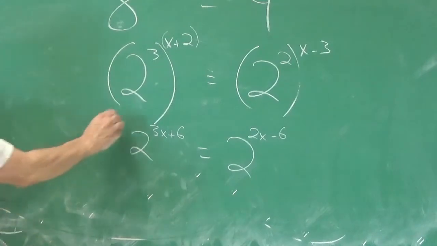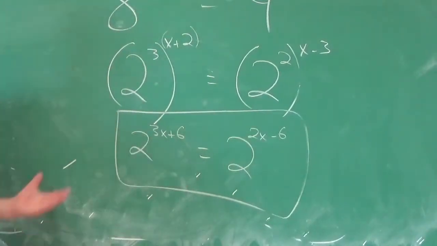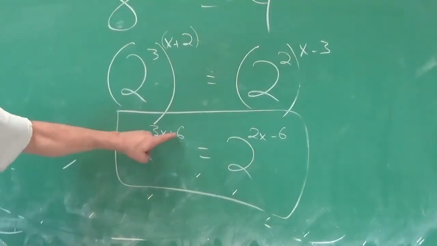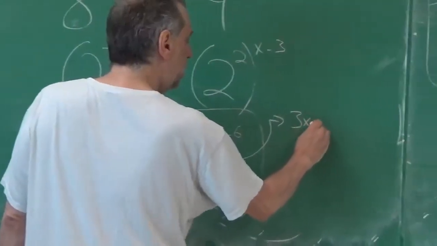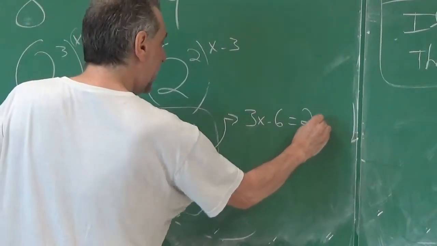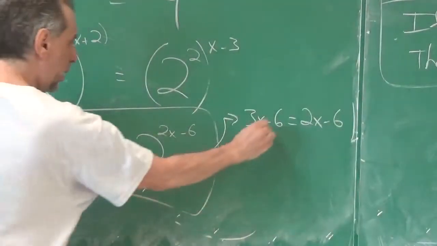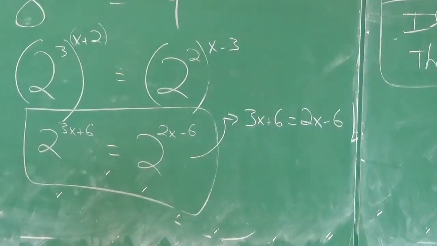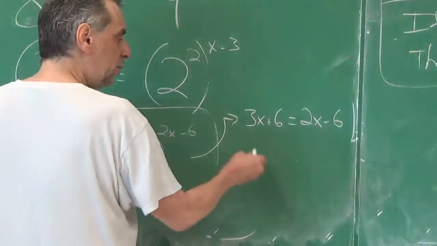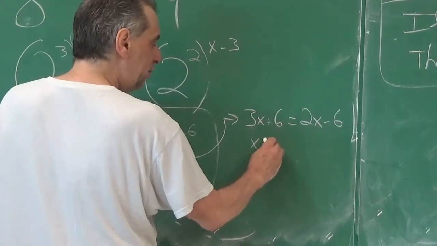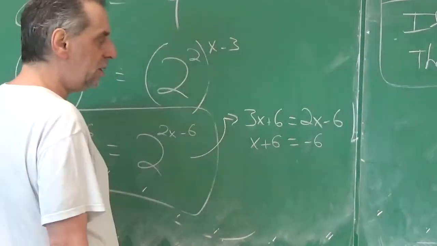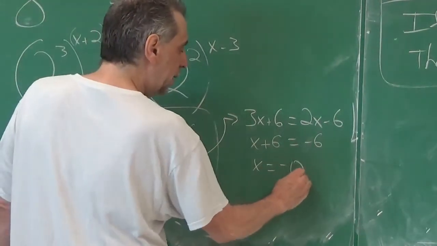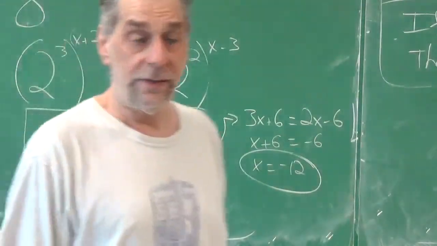Okay, so now if this statement is true, this statement is true only when these exponents are the same. So now we set those exponents equal to each other and say 3x plus 6, when does that equal 2x minus 6? We know how to solve a one variable linear equation. We'll subtract 2x from both sides and get x plus 6 equals negative 6. And then we're going to subtract 6 from both sides and get our answer of negative 12.